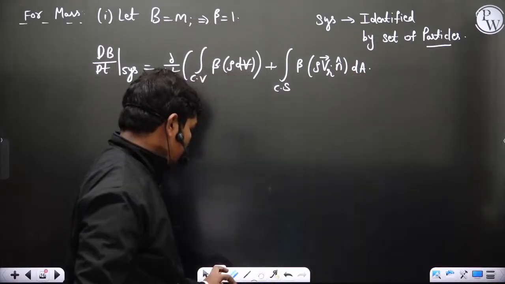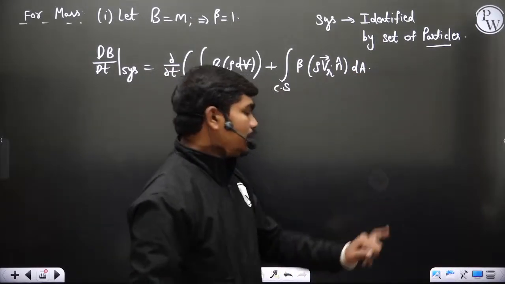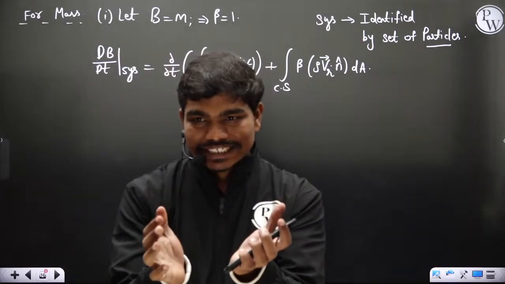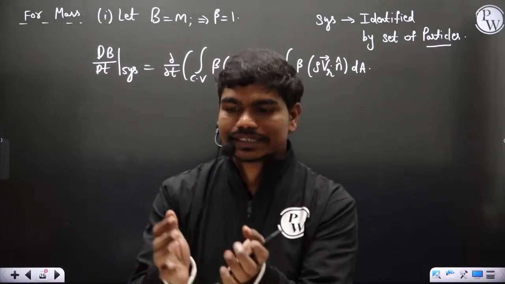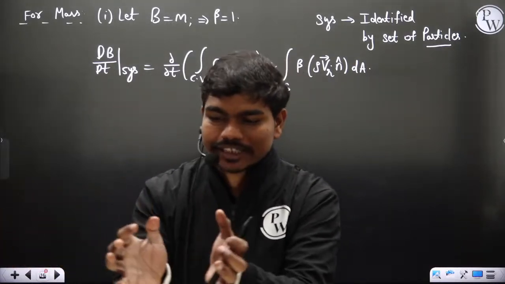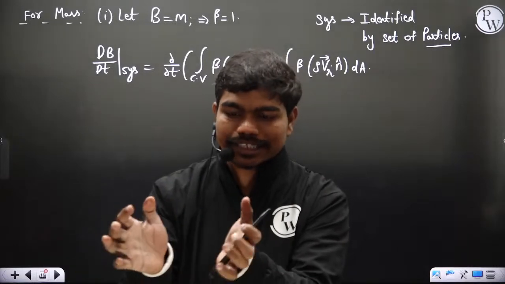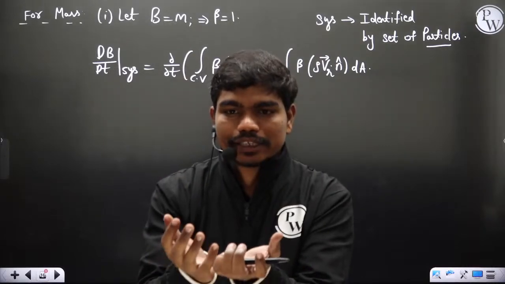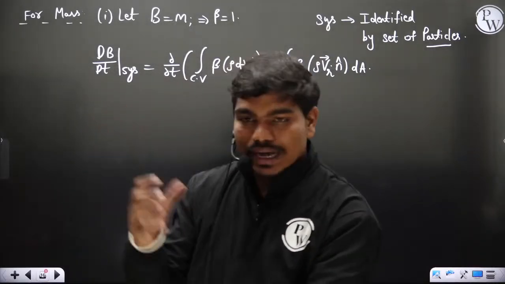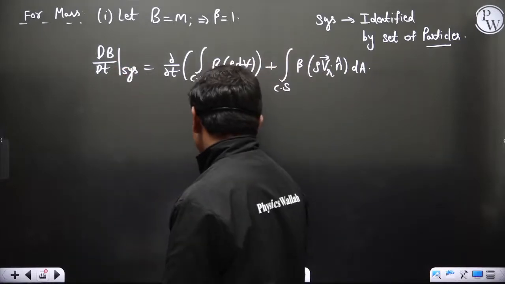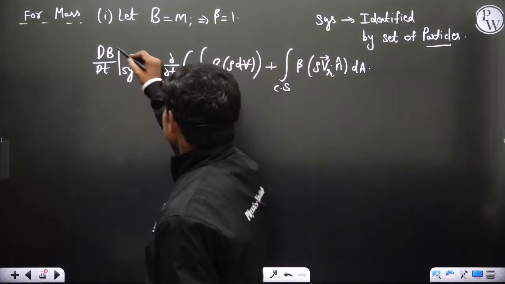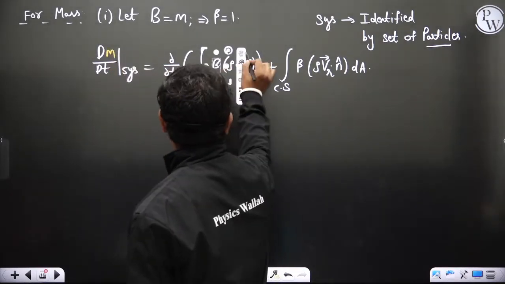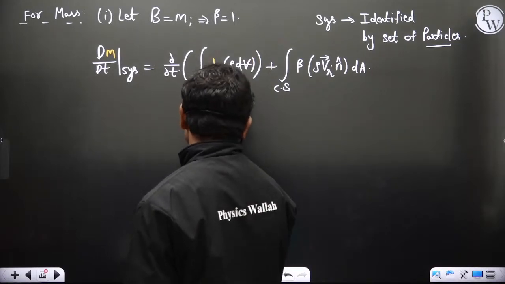Now can anyone tell me, if you are taking the system as some particular mass, so mass is identified by some particular particles, yes or no? Let us suppose I take this as my mass, then this mass is identified by some particles. So if I take some mass, what happens to mass with time? For example, if I take this mass as m, this beta is 1, this beta is also 1.